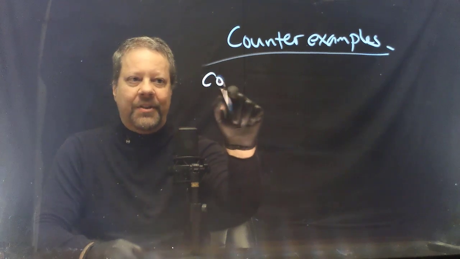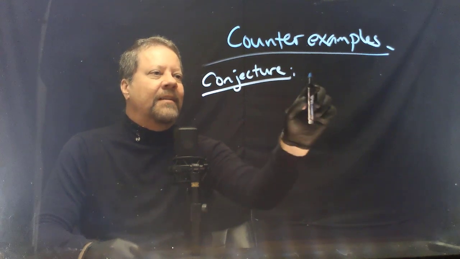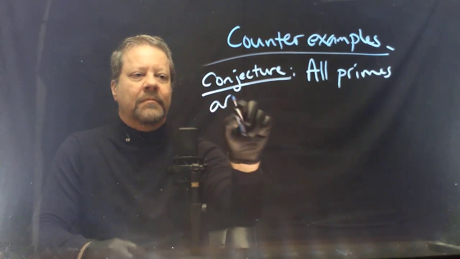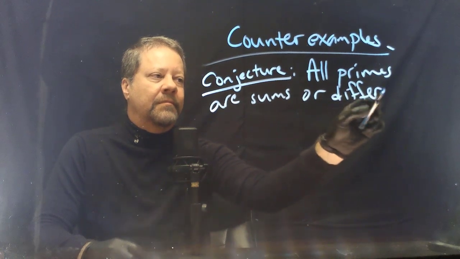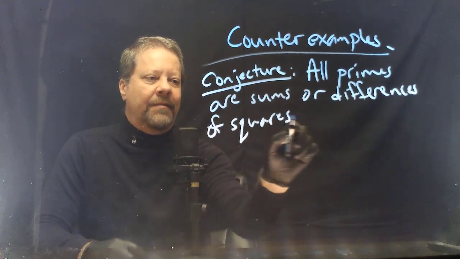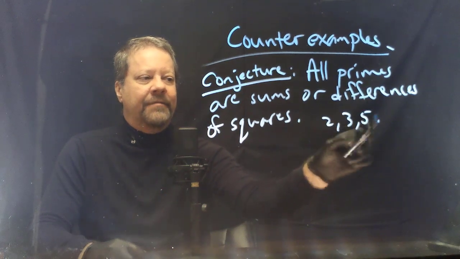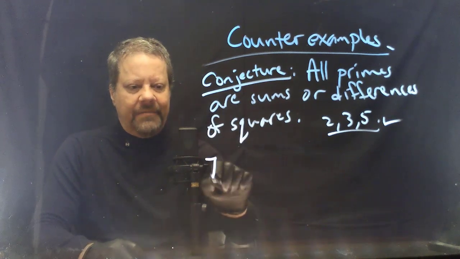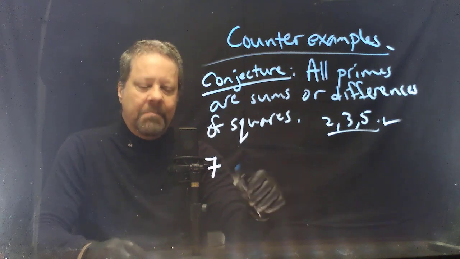Here's a proposed conjecture. To repeat myself, suppose we assume that all primes are sums or differences of squares. We already did this for 2, 3, and 5. They check out. They are sums or differences of squares. Let's look at 7. Can 7 be expressed as the sum of 2 or the difference of 2 perfect squares?